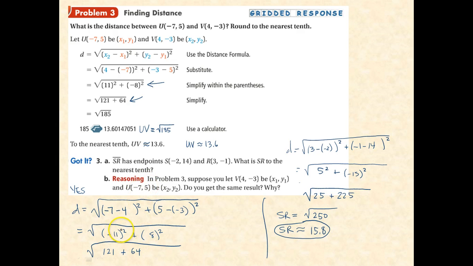So why do we get the same result? Because when we square it, it makes everything positive. It's like the optimistic function. And if you're doing a gridded response, this is how you'd bubble it in. 13.6, bubble the 1, bubble the 3, bubble the decimal, bubble the 6. Because you'll have to do those for state testing later.